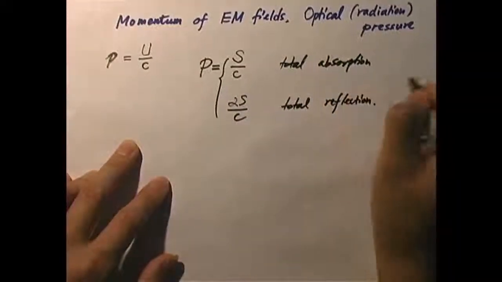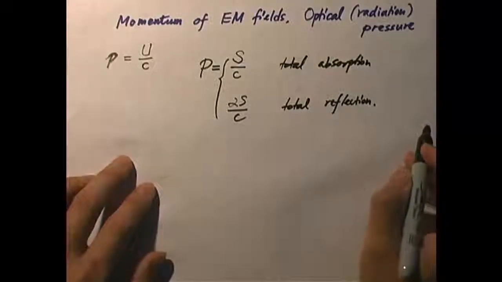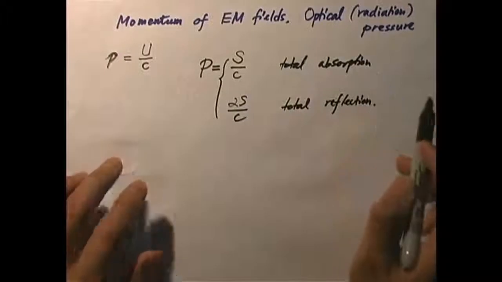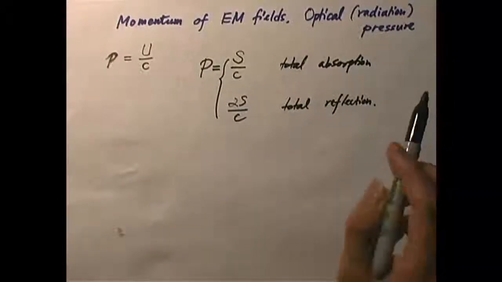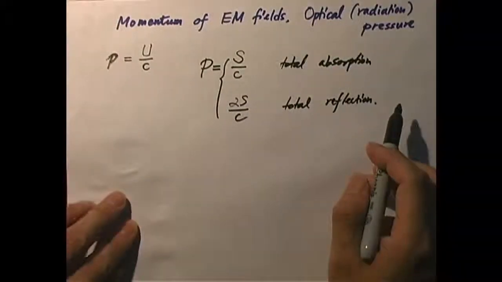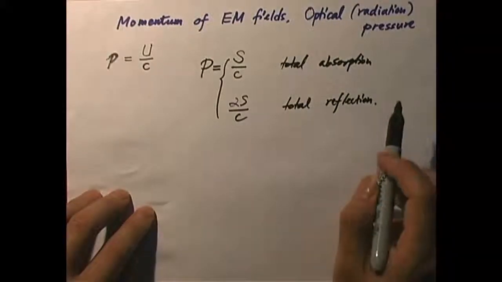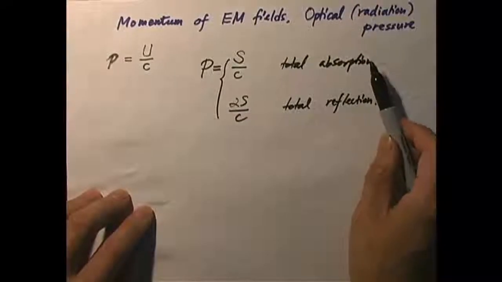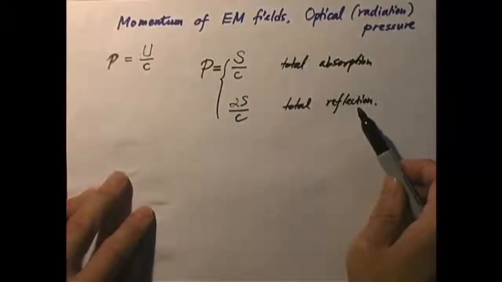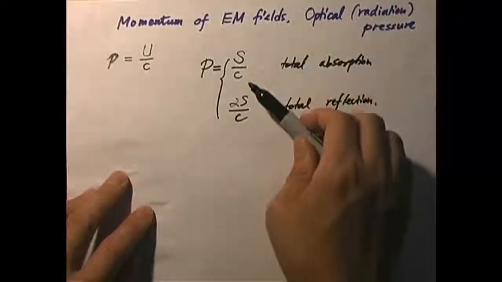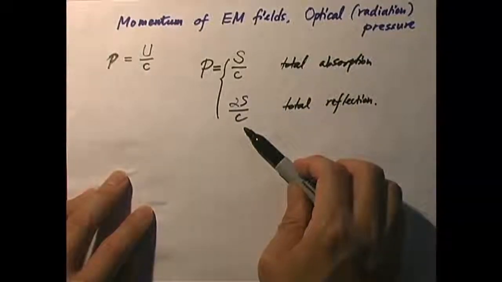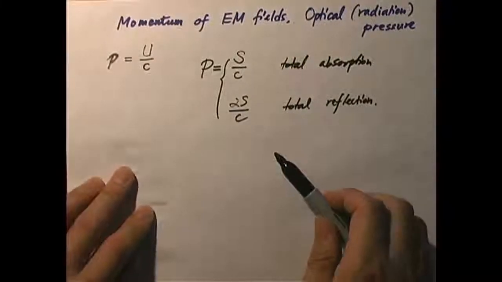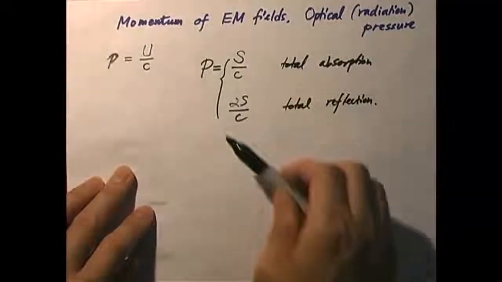So we call it 100% white. Here, white means it's reflective. Here is 100% black, which means totally absorptive. In reality, we have, of course, something in between, right? A real surface is neither totally absorptive nor totally reflective. So it's always somewhere between S over C and 2S over C. S, of course, is the intensity of the wave, and once I know that, divided by C, I can get the optical pressure.